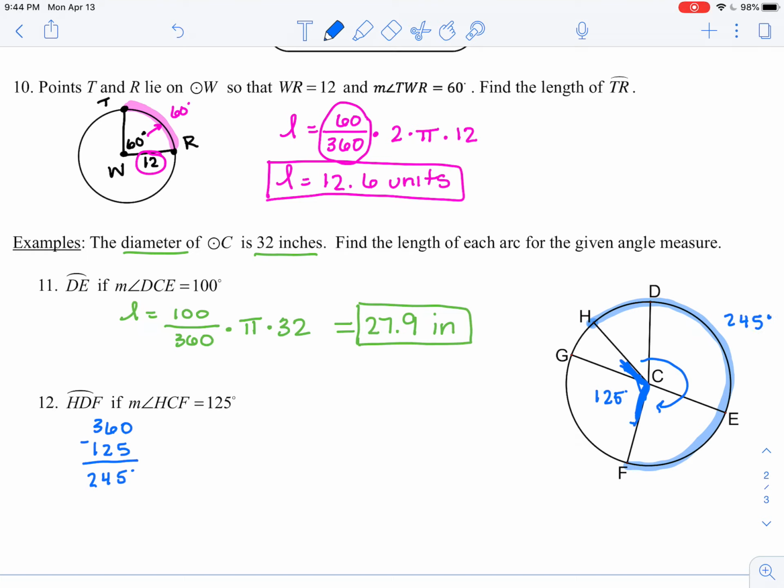And now that I know its measure, I can plug into the formula for length. So I have 245 out of 360 times circumference, so times pi times our diameter is still 32. And when that one goes into the calculator, the length of this larger arc should be 68.4 inches.